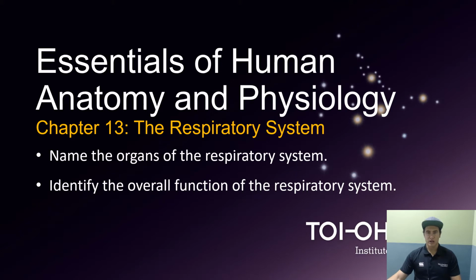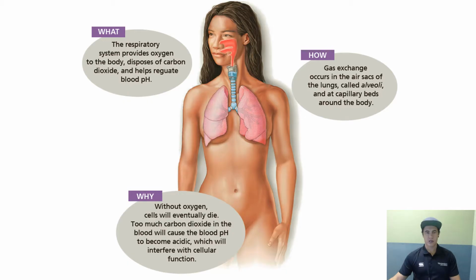This week we're going to look at lung capacities, so looking at volumes of air that we can take in and breathe out. And the second part we will look at structures of the heart and how blood flows through the heart. As a recap, the respiratory system provides the body with oxygen, gets rid of carbon dioxide, and this also is part of the process of helping us regulate our blood pH levels.